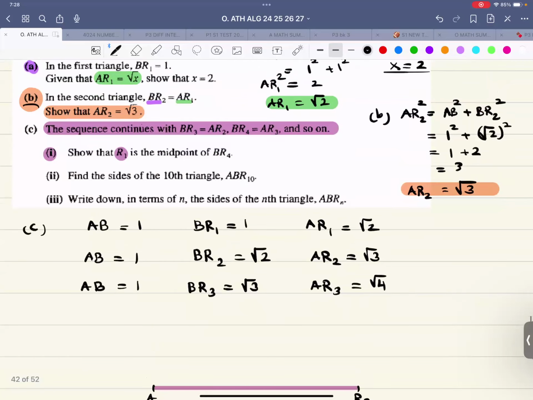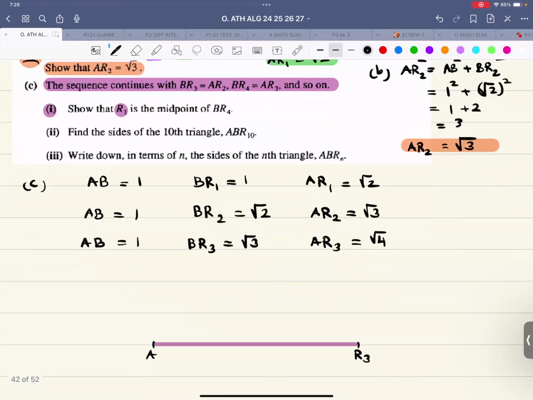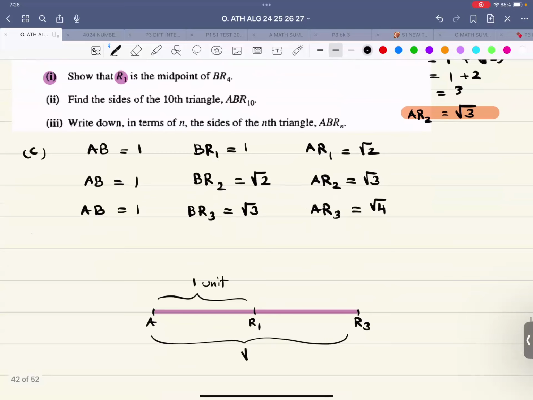And they are asking about AR1. So let's say this is R1. We know that AR1 is 1 unit, and AR3 is root 4, or 2 units. Hence, in other words, I can say that R1 is the midpoint because this is 1 unit, it's half of 2 units. So that is the answer to the first part.